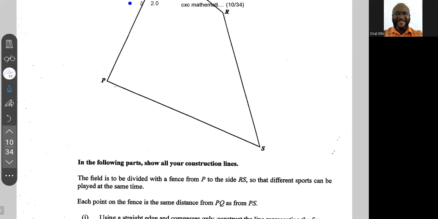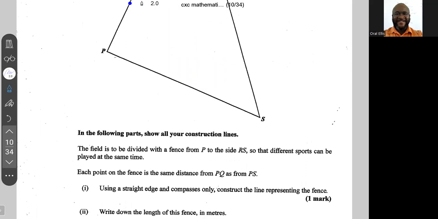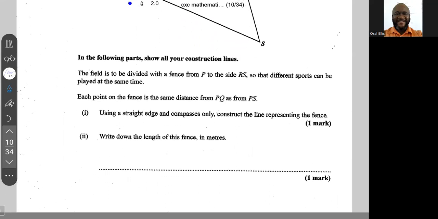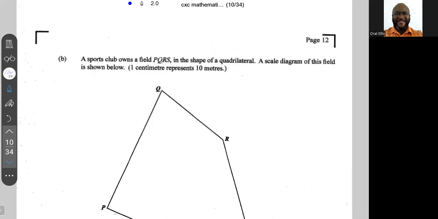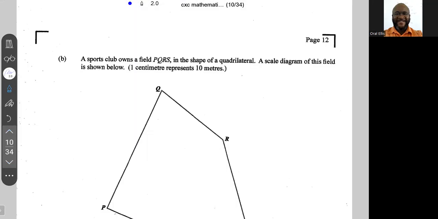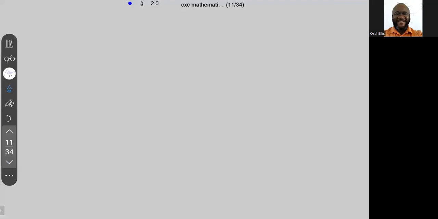This says in the following parts show all your construction lines. So we won't be able to do this because it's asking about construction lines, and this device that I'm using doesn't have a compass function. So we won't be able to do B, but we can do C.